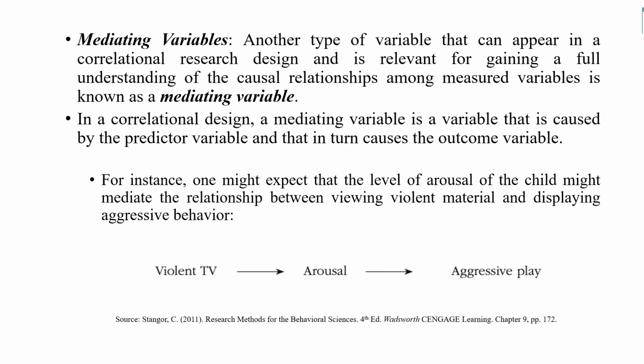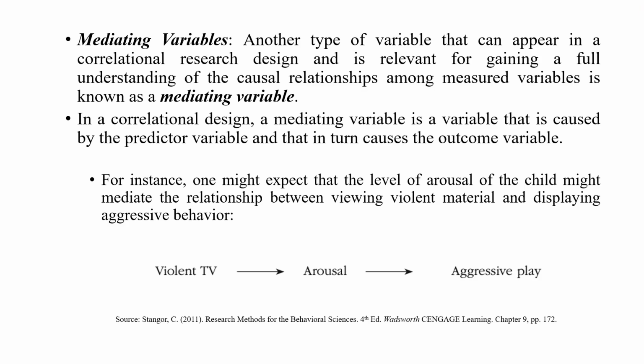There are also sometimes possibility of what is called mediating variables. Sometimes while you are talking about variable A and variable C, how is variable A affecting variable C, that is the relationship of interest for you. It is possible that the relationship of A and C is being mediated by a B. So, there is a possibility that another type of variable can be important in correlational research design and is extremely relevant for gaining a full understanding of the relationship between these two, is called a mediating variable.